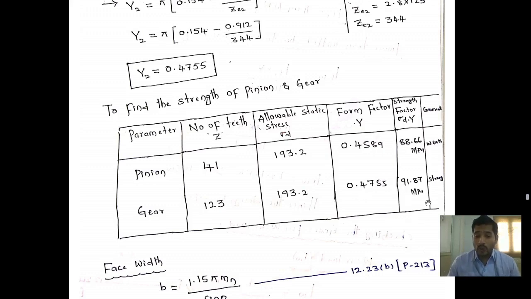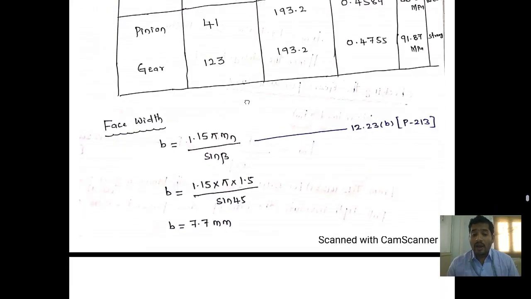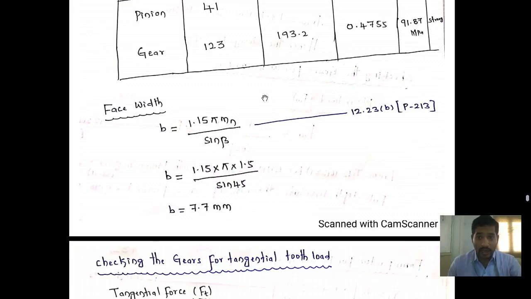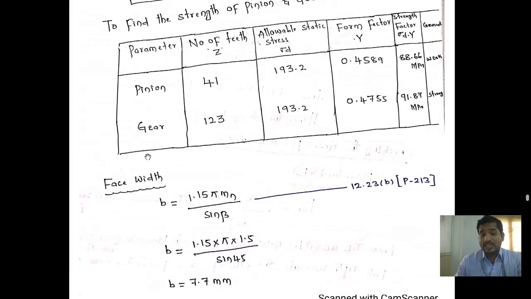So if you observe over here, who is having the maximum strength factor? The gear, because the static strength factor should be maximum. For that reason we can say the gear is the stronger one and the pinion should be the weaker one. So we need to design on the pinion, because the static strength of the gear should be greater than the static strength of the pinion.